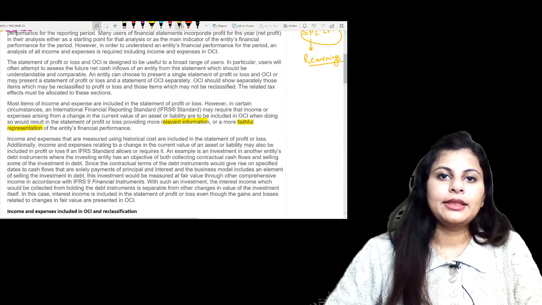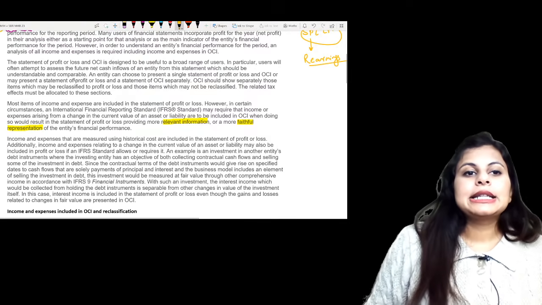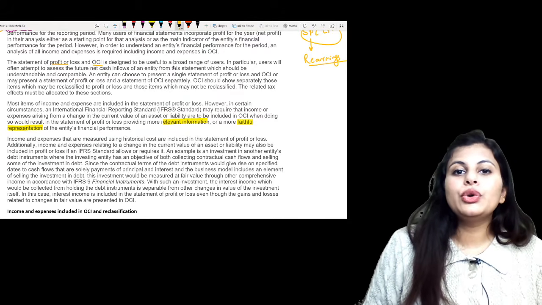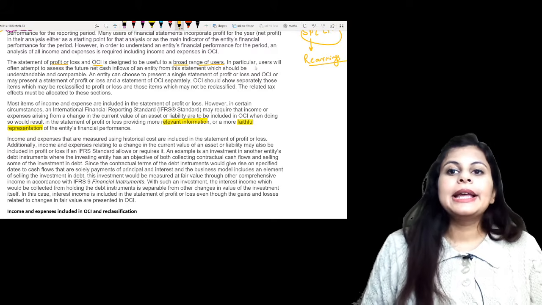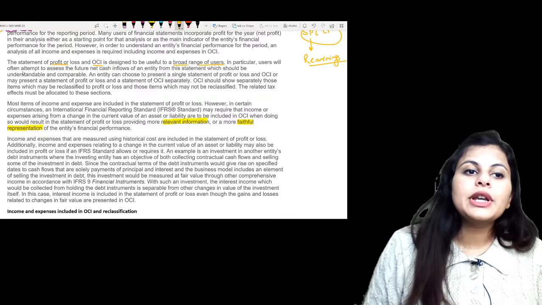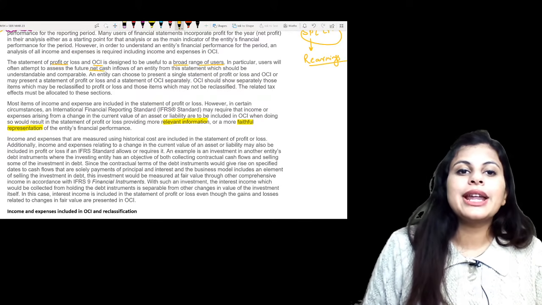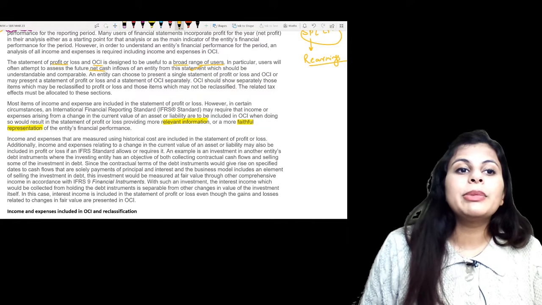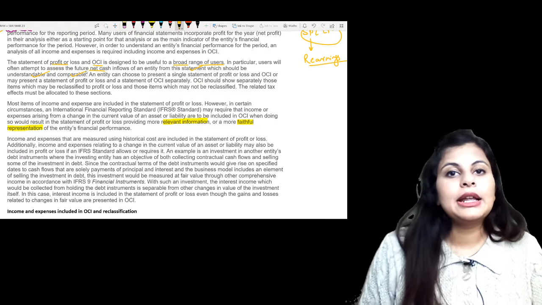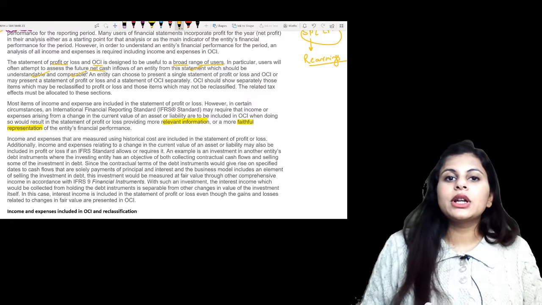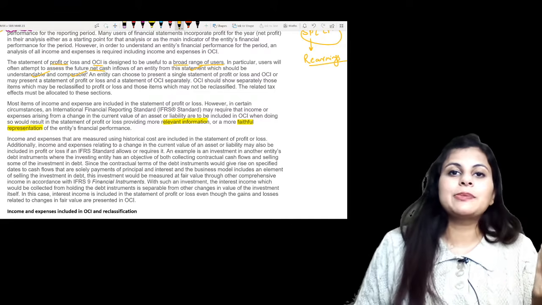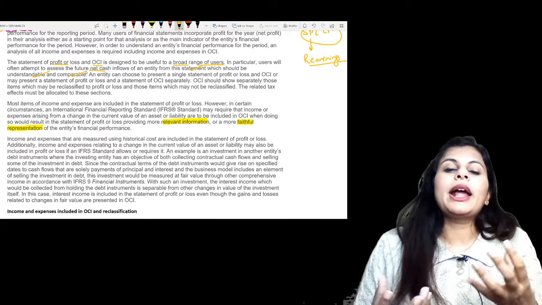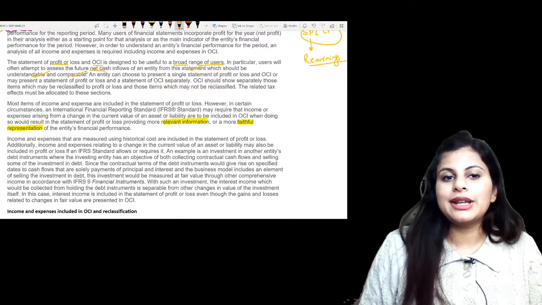See, read it with me. Statement of profit and loss and OCI is designed to be useful to a broad range of users. In particular, users will often attempt to assess the future net cash inflows of an entity from this statement, which should be understandable and comparable. Now, people like us who are investing in a company will use the income statement, that is P&L, and OCI for the sake of understanding what can be the future of this company, right? That's what this line is saying.